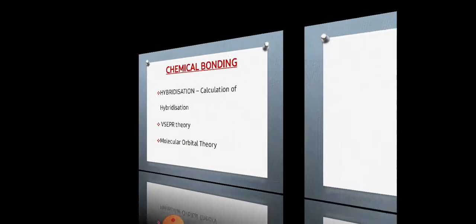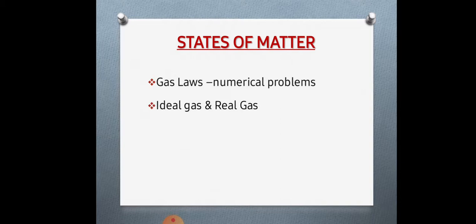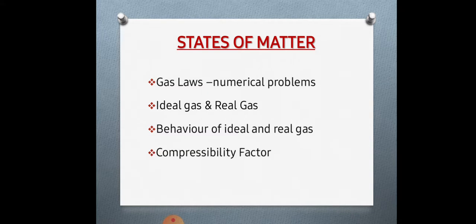Then the next chapter is states of matter. So in this states of matter, the important concepts are: the first one is gas laws. So already you know the gas laws: Boyle's law, Charles' law, Graham's law, law of partial pressure and all. Okay, so gas laws and the numerical problems based on these gas laws. Second one is ideal gas and real gas, and the third one is behavior of ideal gas and real gas, and the fourth one is compressibility factor. All this comes under the states of matter chapter.